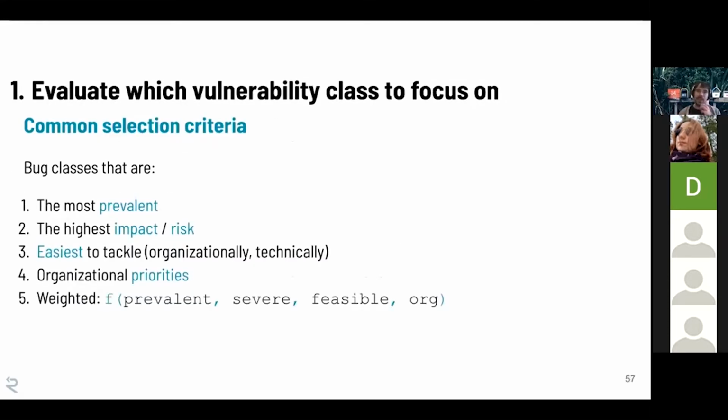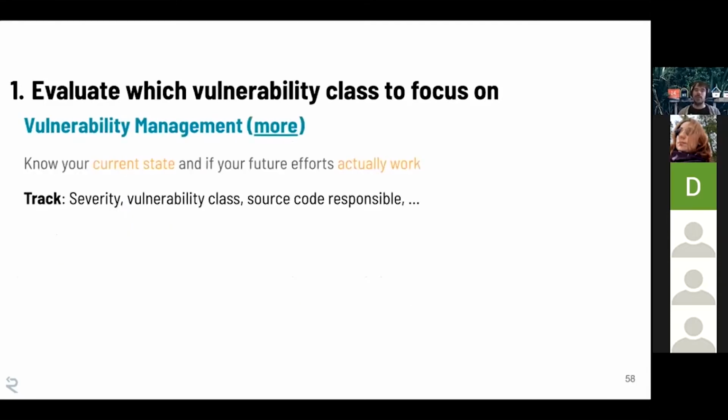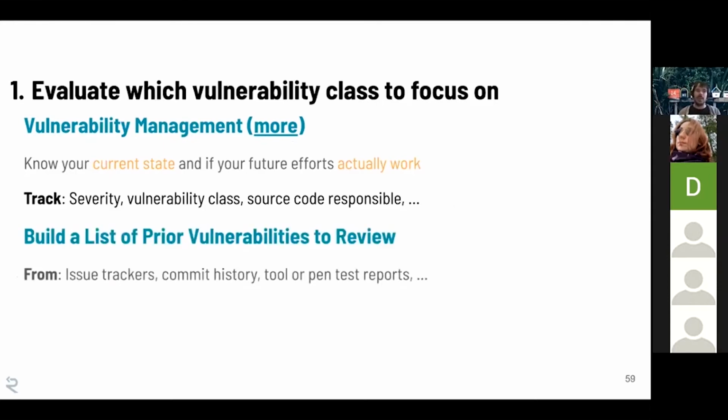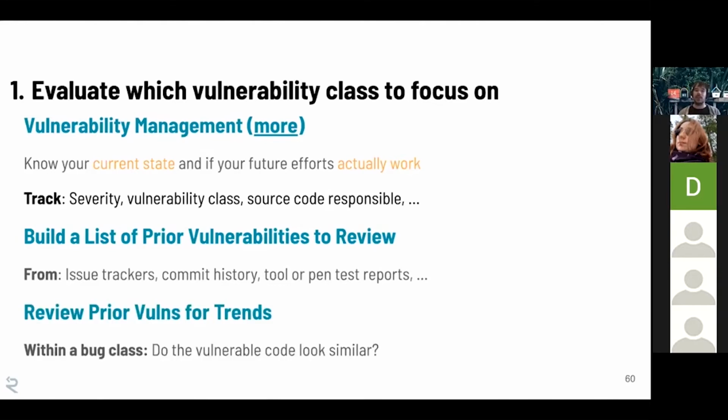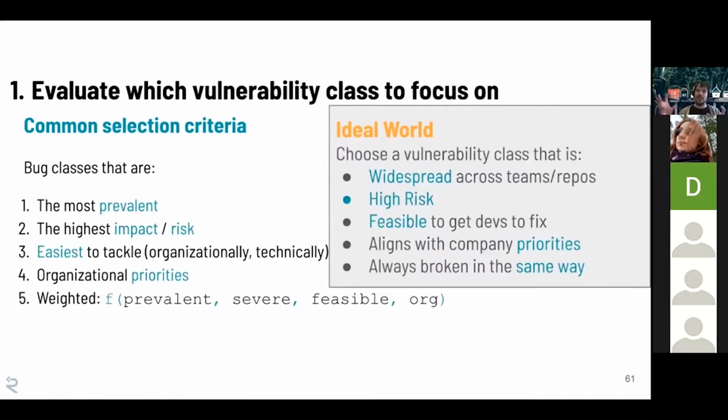There are lots of criteria you could use. I'm not going to go through these, but here are some heuristics that can be useful. Where do you find the vulnerabilities to work on? Well, if you have a good vulnerability management program, you can do that. Ideally, you have a list of vulnerabilities you can review to try to target. This is coming from your issue trackers or maybe your commits, or if you have security tools or pen test reports. Then you're going to look at those for trends, like does the vulnerable code look similar? And then ideally you're asking, what's a widespread issue that's high risk that we can target?